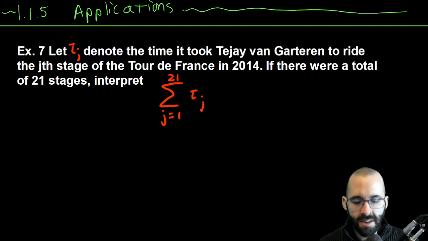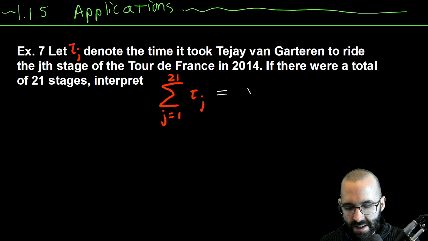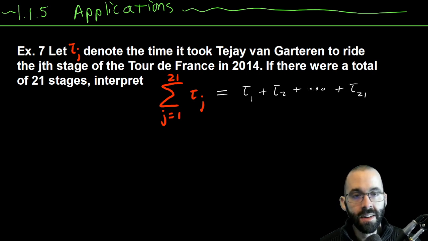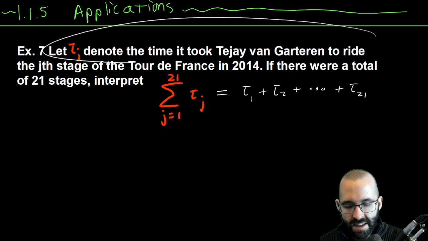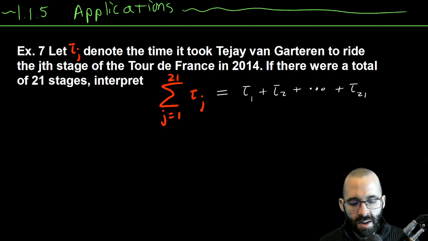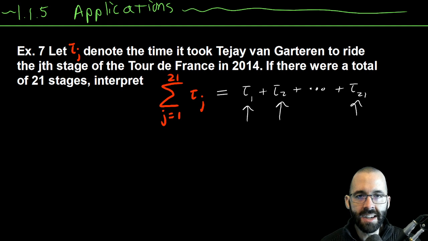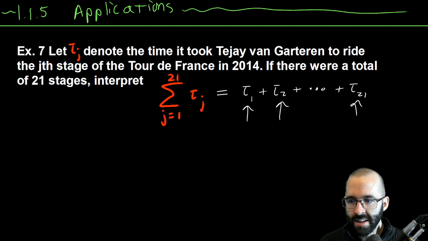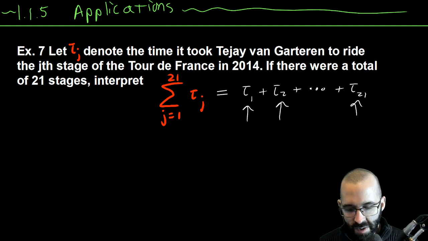Well, all this is asking us to do is to recognize what this sum is equal to. It's equal to T sub 1 plus T sub 2 plus all the way up to the last one. And if T sub j is the time it took for that segment, well, this is the time it takes for the first plus the time it takes for the second, all the way up to the time it takes for the last one. That's just the total time it took him to do the Tour de France. All right. So that's all we need.